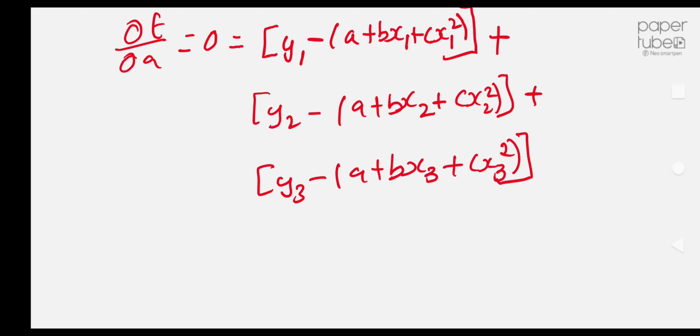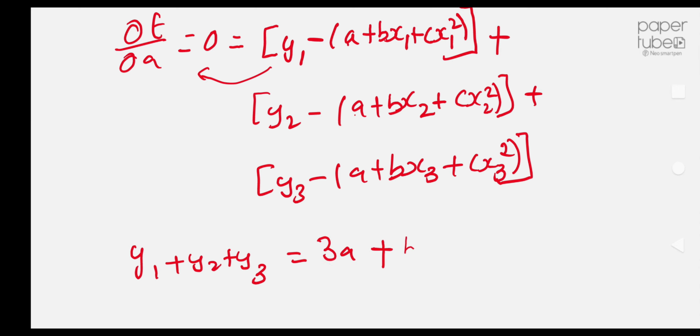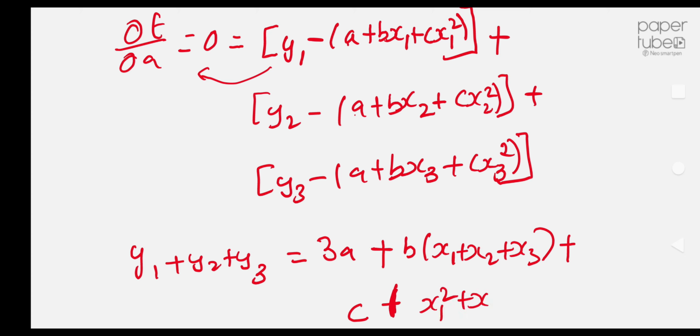So if you sum this value, how will it look? If we take y on one side and every other parameter on the right-hand side, it will be y1 plus y2 plus y3, equal to 1a, 2a and 3a, so that will be 3a. Plus b, something we can take in common, so it will be x1 plus x2 plus x3, plus c common, and then it will be x1 square plus x2 square plus x3 square.